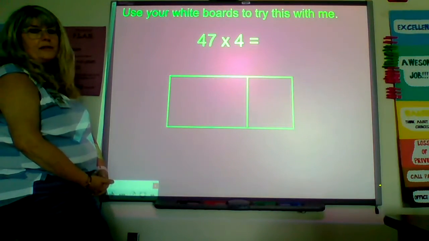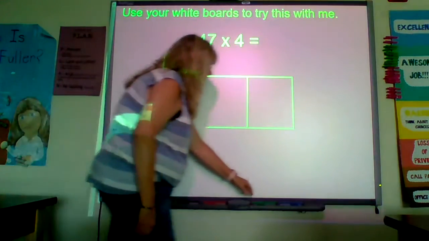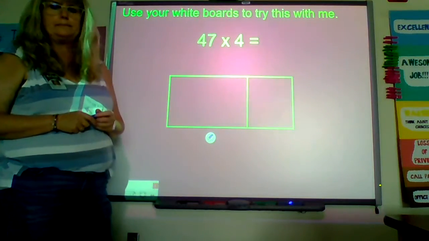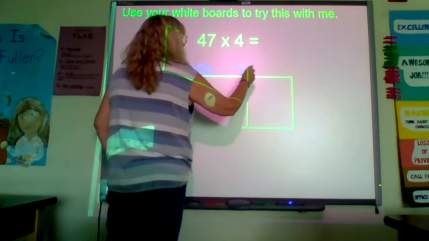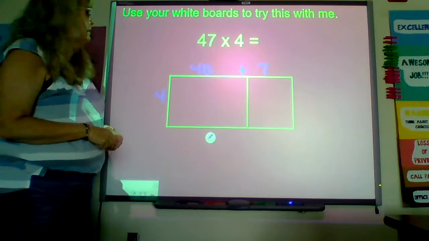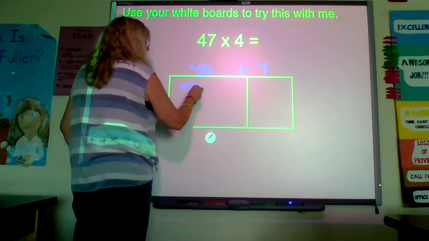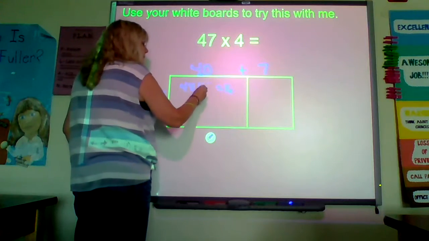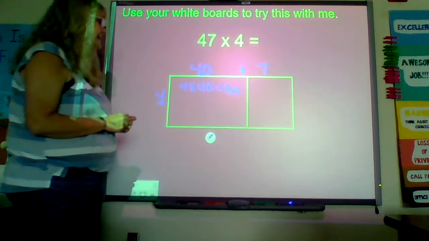Okay, again, draw this partial product in your journal. All right, we're going to break 47 into what? You're right. 40 plus 7. And we're going to bring the 4 over here to the side. So we're going to multiply these two simple factors. 4 times 4 is 16, but remember we're not multiplying by 4, we're multiplying by 40, so we're going to add that 0 and it becomes 160.